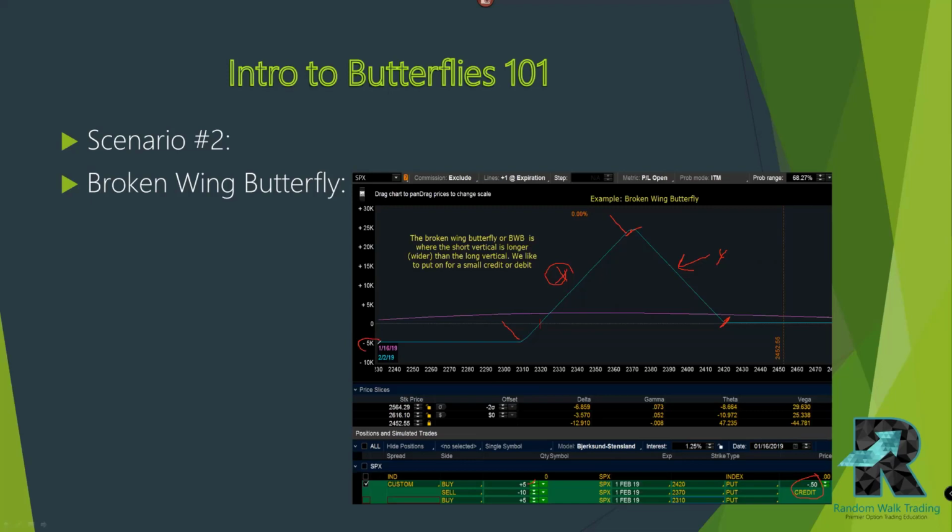So you're going to need to have at least 5K in your account, or have a margin account to handle that. So we won't get into that. But just from a broken wing standpoint, a lot of people like broken wing butterflies. They put them on for a credit, and then as time progresses, they can take it off for a credit. So if you put a trade on for a credit and take it off for a credit, life is good.